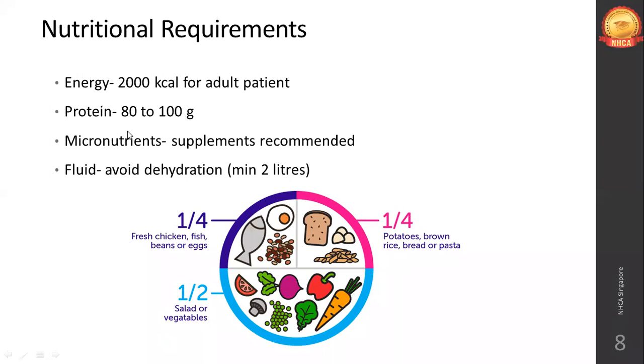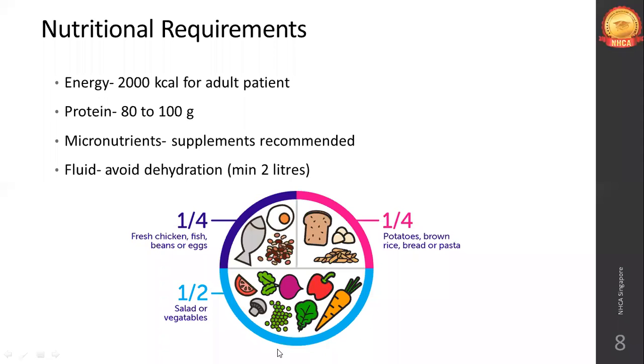All the micronutrient supplements are recommended because there is a high chance of malabsorption. Also, chemotherapy drugs or radiation may interfere with nutrient absorption. So micronutrient supplements are recommended. Do not depend on the diet to supply the micronutrients, go for supplements directly. Fluid: avoid dehydration, minimum 2 liters of water. Do not keep the cancer patient dehydrated.